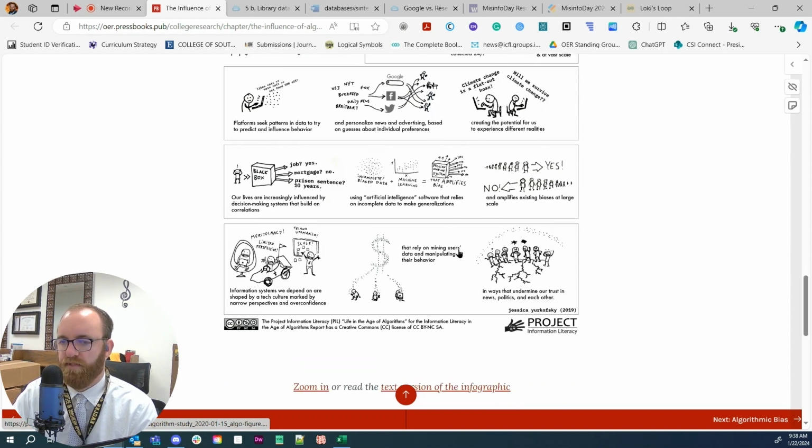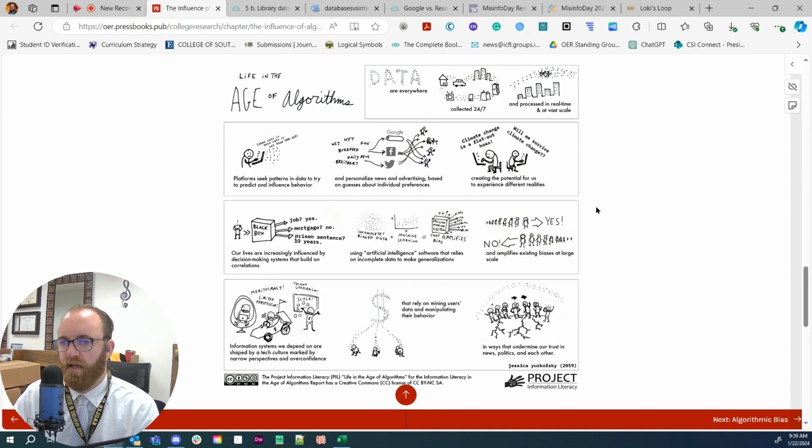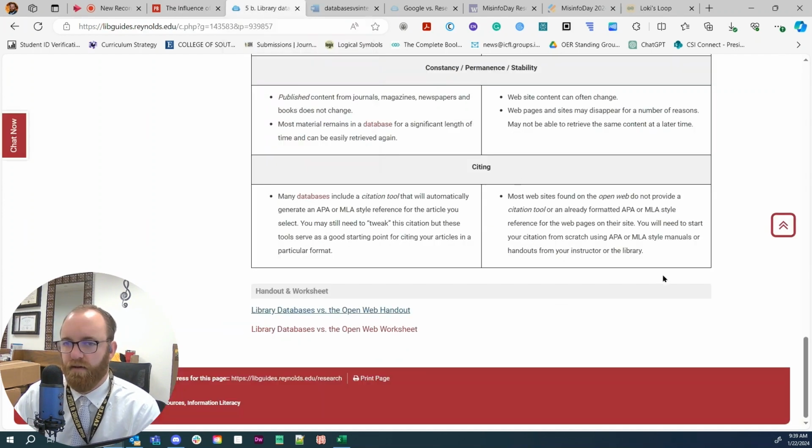The information systems that we all depend on are shaped by a technological culture. Again, this consumer culture. We want to have a lot of technology and advances in our uses. However, we don't necessarily have the information literacy to temper the things that technology gives us. And so we need to trust, to an extent, what search engines give us, but also corroborate that with other materials. And that's where databases come in.